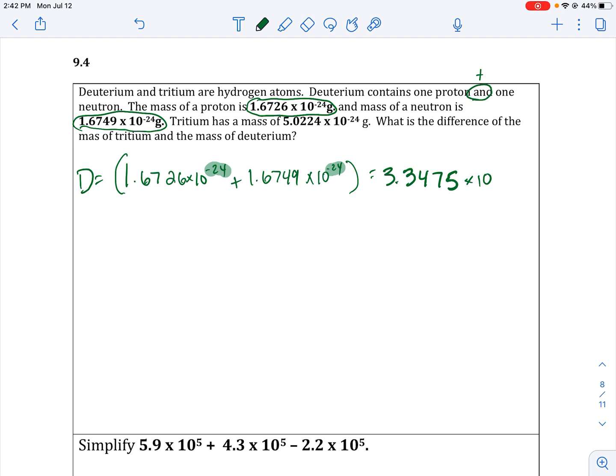So there I have added them. When we add and subtract numbers in scientific notation, in the answer, our exponent stays the same. We do nothing with the exponent when we add or subtract in scientific notation.